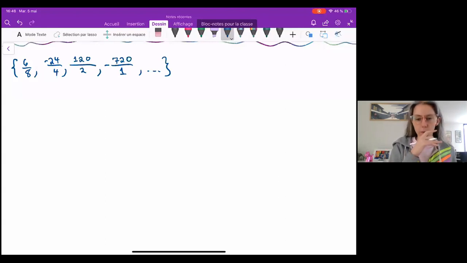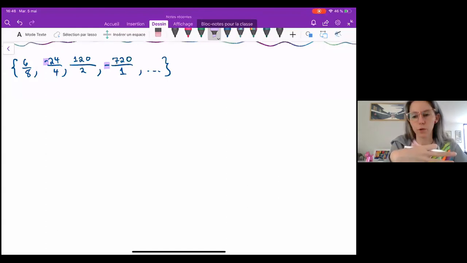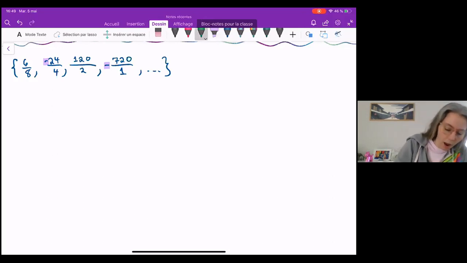All right, so our next sequence, 6 over 8, -24 over 4, 120 over 2, -720 over 1. The first thing that I notice about this sequence is that every other term is negative. Not like the last one where only the first two terms were and then everything was positive. In this case, it's bouncing back and forth, or oscillating, between positive and negative numbers. That makes this alternating. So in the same way as the last question, this is a fraction, so I'm going to separate it into numerator and denominator, but I'm going to start off by dealing with the fact that it is alternating.